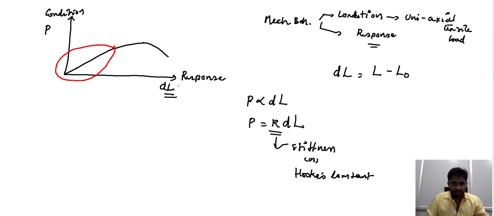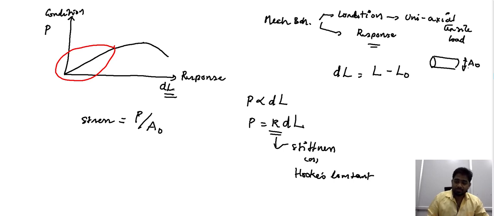Now one appropriate candidate for replacing the load is stress, which is nothing but the ratio of the load to the original cross-sectional area of the sample on which we are imposing the uniaxial tensile loading. So if we assume that we are imposing a uniaxial tensile loading on a cylindrical specimen and the cross-sectional area of the specimen is A0, then the corresponding stress that we impose on the specimen, or the resistance offered by the specimen per unit area, is nothing but the ratio of the load and the original cross-sectional area of the specimen.